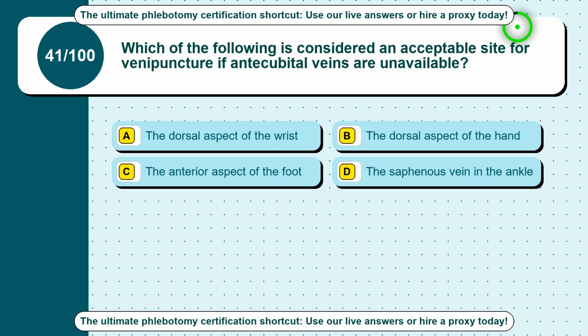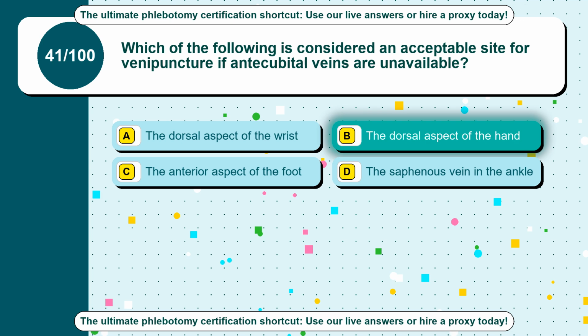Question 41. Which of the following is considered an acceptable site for venipuncture if antecubital veins are unavailable? Option A, the dorsal aspect of the wrist. Option B, the dorsal aspect of the hand. Option C, the anterior aspect of the foot. Option D, the saphenous vein in the ankle. The correct answer is option B, the dorsal aspect of the hand.